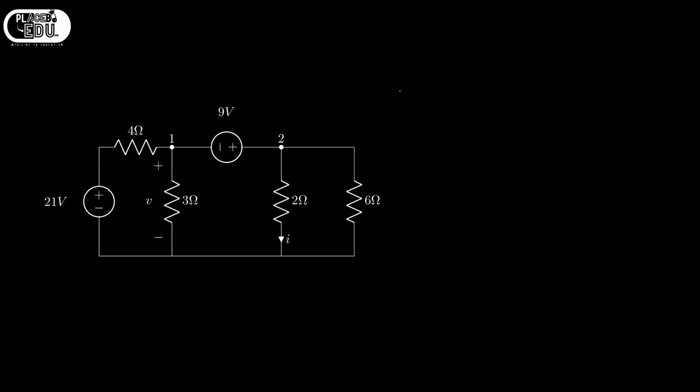So what are the steps? Step 1 is, for the detailed steps you can see the previous video. Step 1 is counting the nodes, 1, 2 and the reference node, and taking it as reference node. So we have 2 nodes. So what are the voltages of 2 nodes? V1, V2, and this one is the reference node, right?